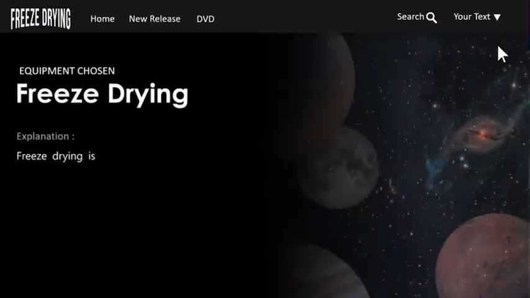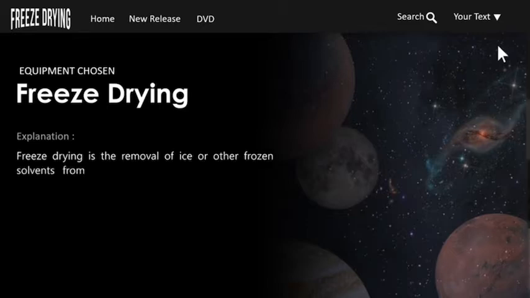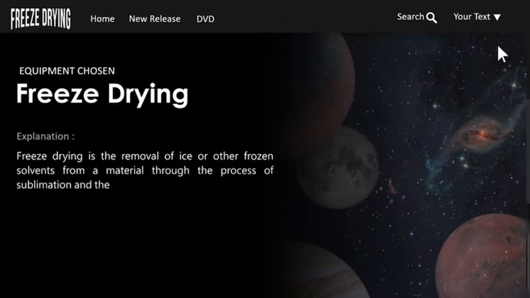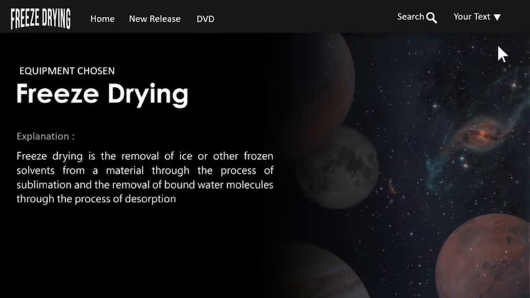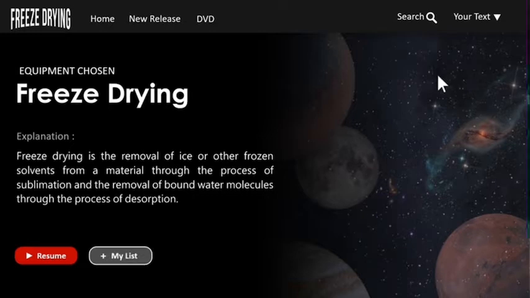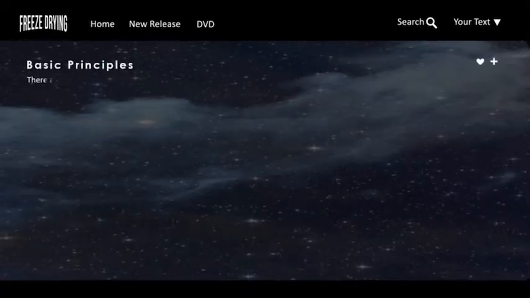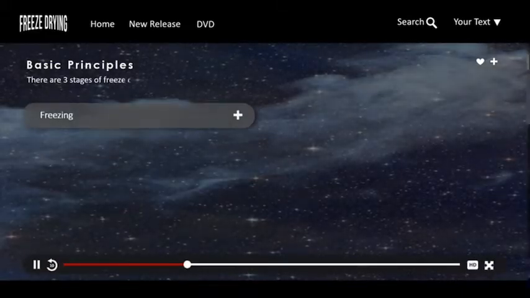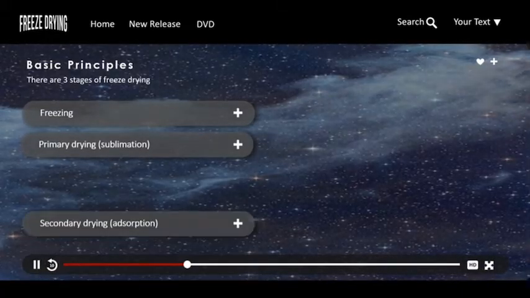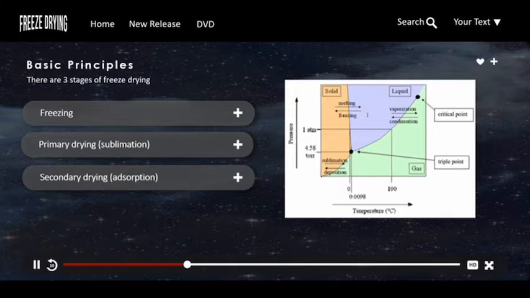The definition of freeze drying is the removal of ice or other frozen solvents from a material through the process of sublimation and the removal of bound water molecules through the process of desorption. The basic principle of the equipment requires 3 stages, which are freezing, primary drying, and secondary drying.